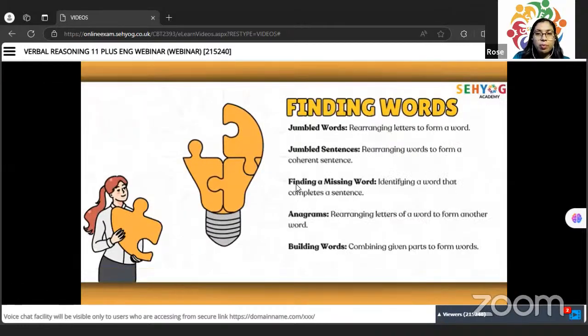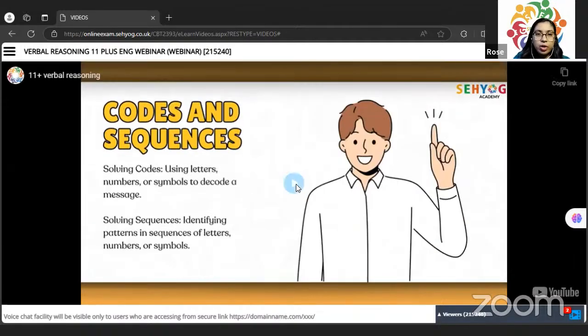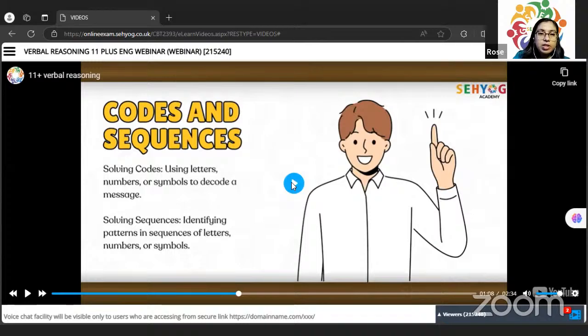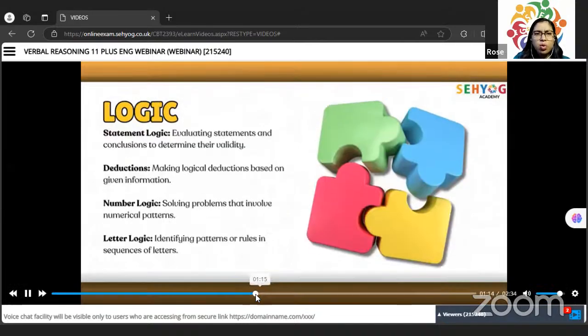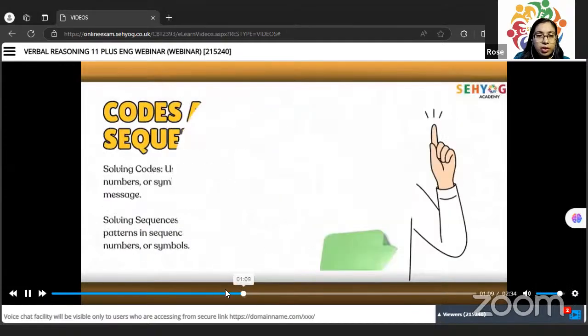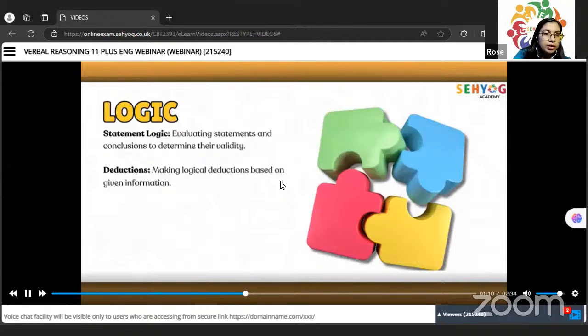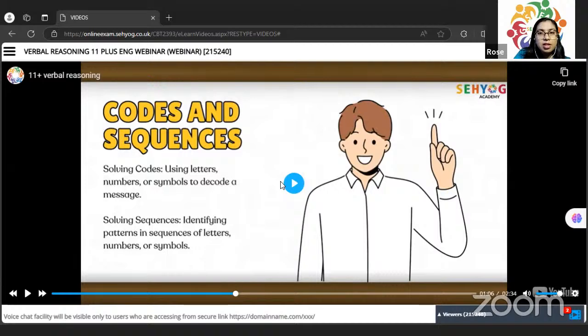So now all the types of questions have been done. Then comes the codes and sequences. What are codes and sequences? What happens here is that certain codes are given. Let's say I might tell you that the code for cat is 123. It's a simple question.